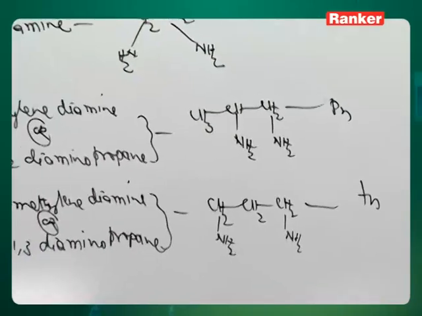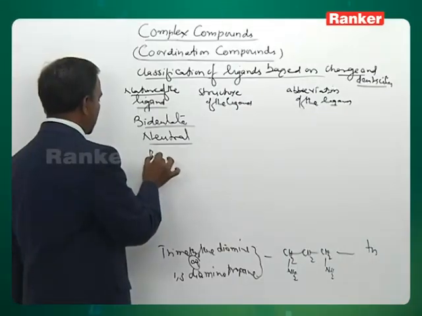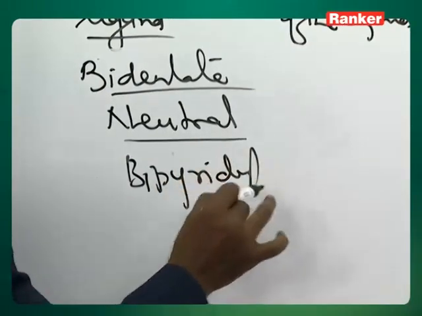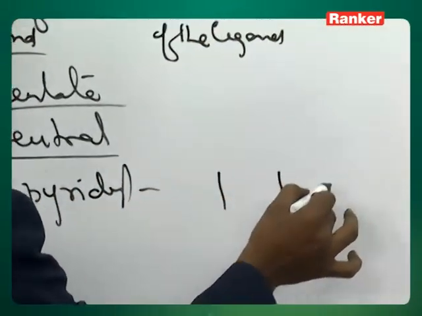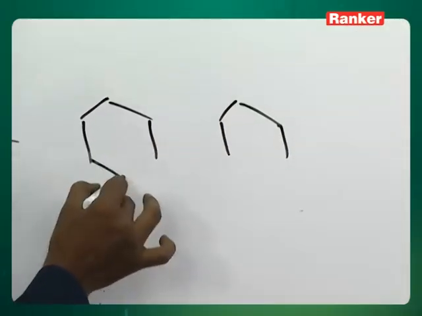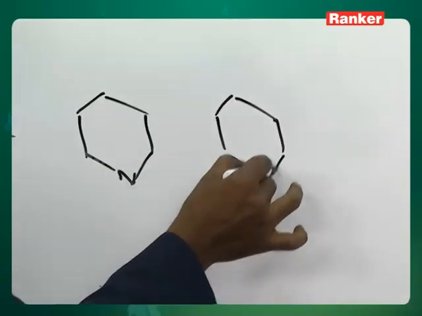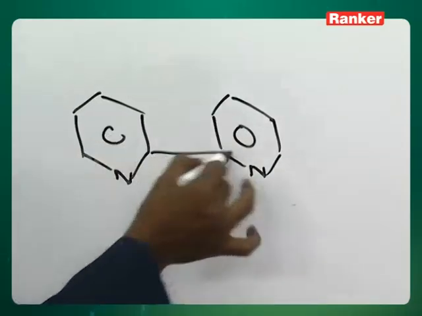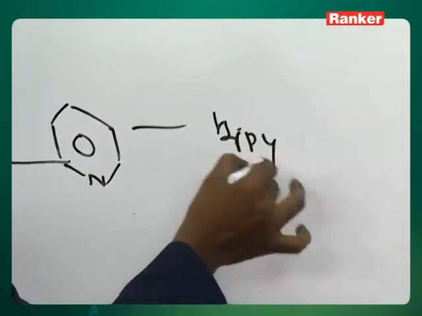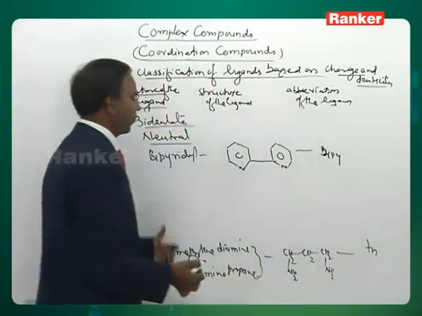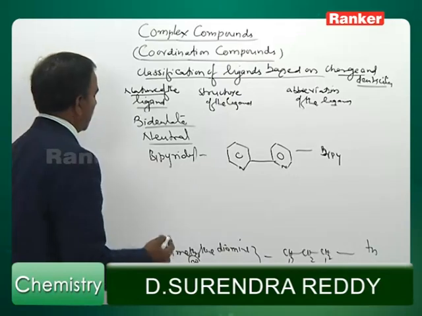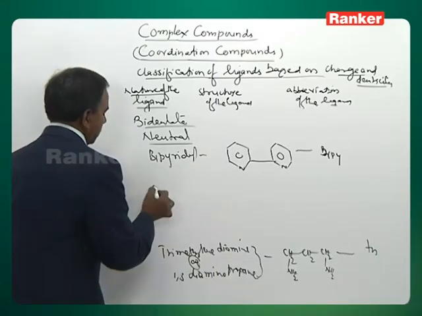Bidentate neutral ligand. Bipyridyl you can consider. Bipyridyl is a famous ligand again. You can take two pyridine rings joined together like this. It is bipyridyl, represented as bi-pi, the bipyridyl ligand.